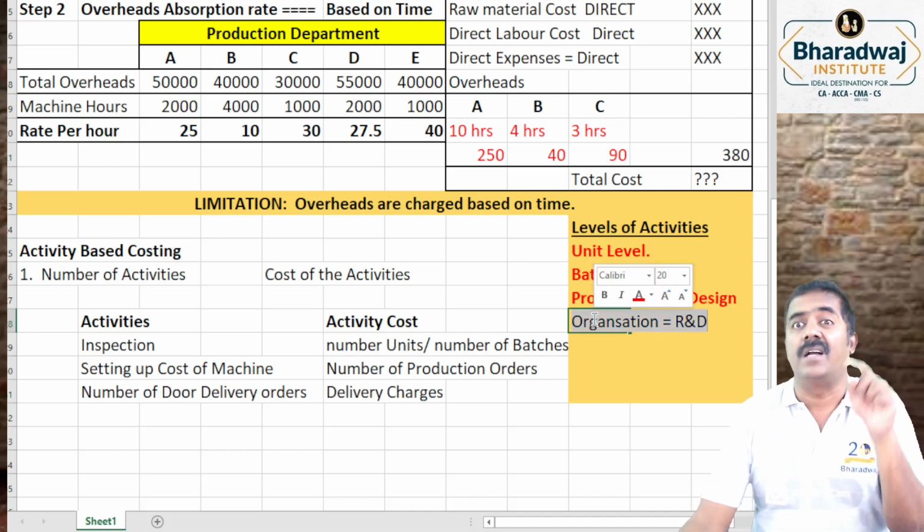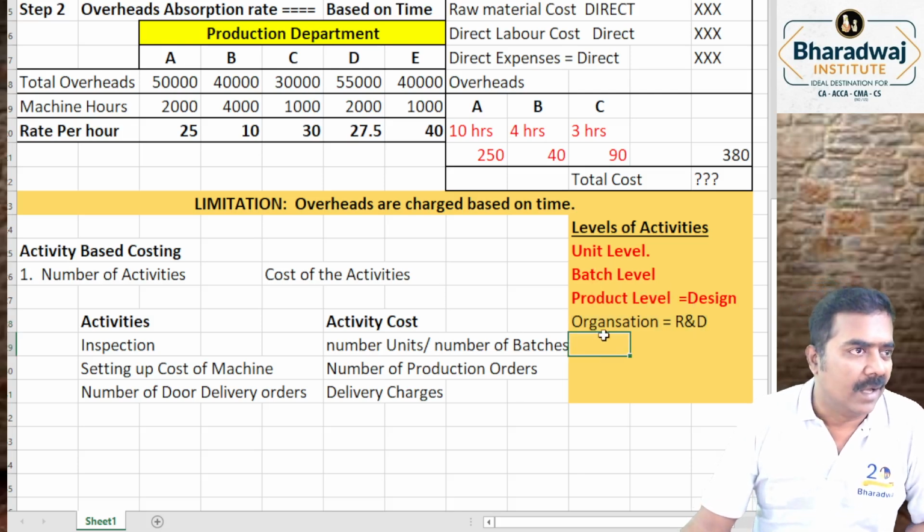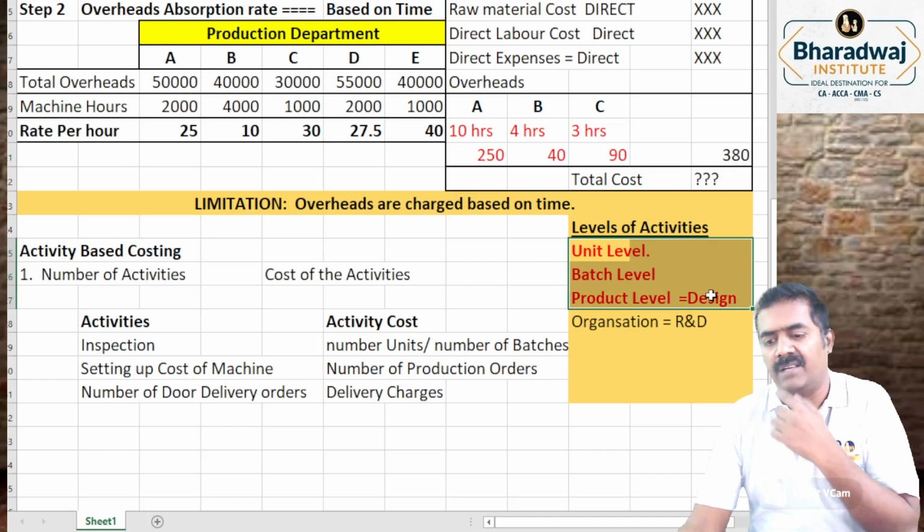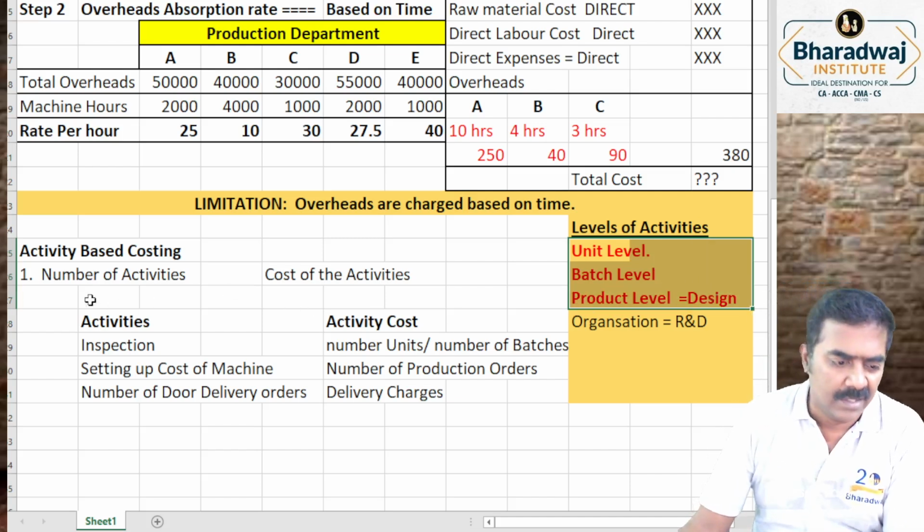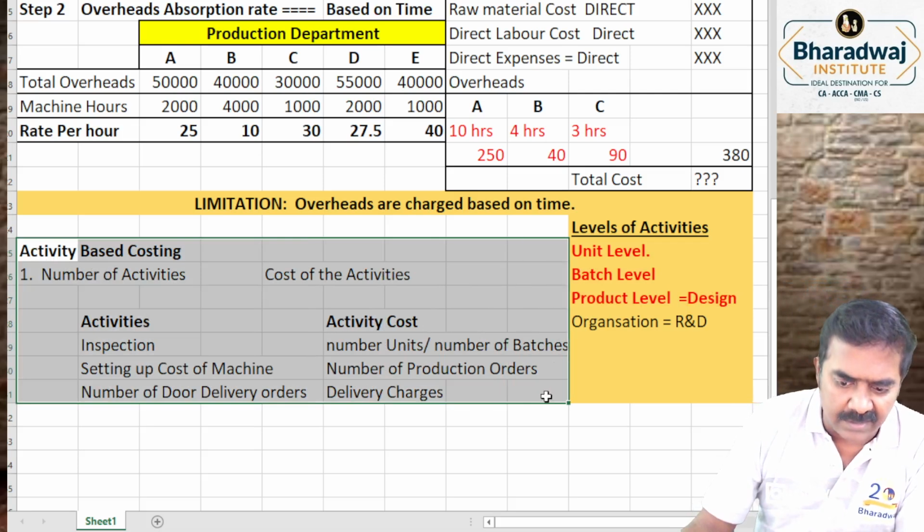So don't charge R&D to the customer. Unit level, batch level, product level, because it is direct to the customer, you can charge. Okay. So activity-based costing, this is what you require first.